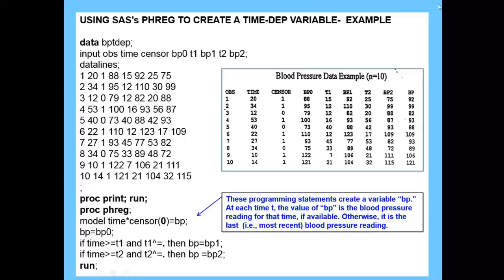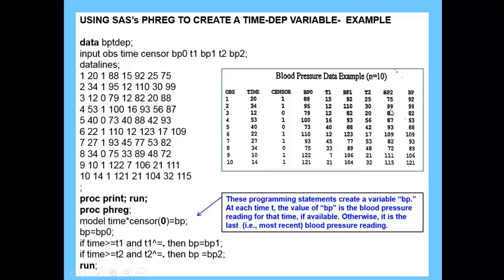At time 15, their blood pressure changed to 92. So it went from 88, and then 15 weeks later, it changed to 92. And then 25 weeks after they were initially looked at, it changed to 75. Okay, that's the first person. The second person started at 95, changed to 110, and then changed again to 99.